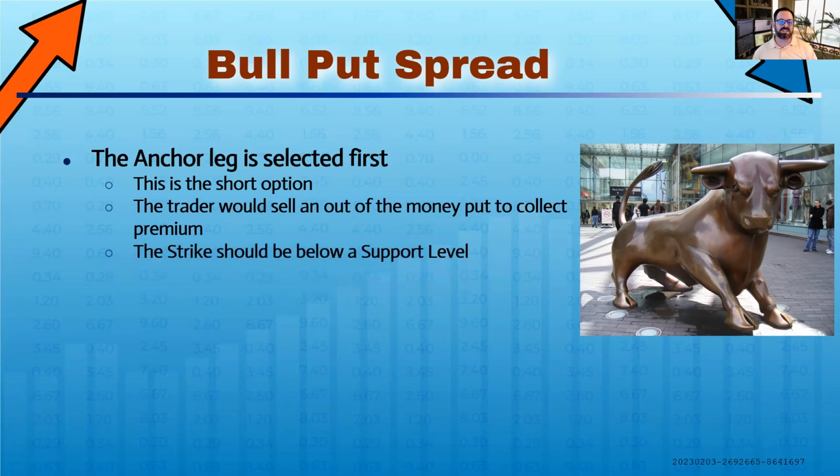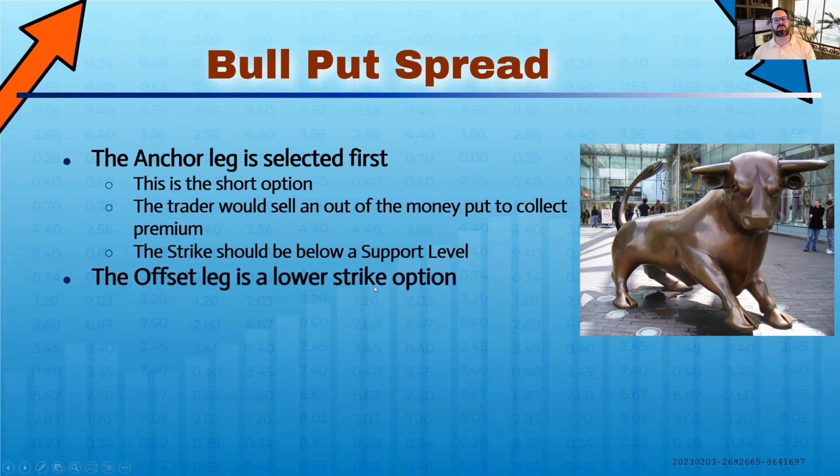Now, the strike price, to make it a little bit better for you, should be below what we call support, or a demand zone is what I use. That goes into something else. But we're basically looking for where prices are not likely to go. If they start to go down towards that level, they're likely to bounce from that area. So the strike should be below a support level.